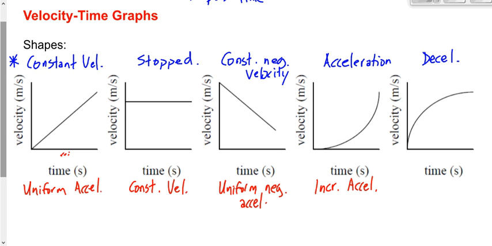Now, what about the last one? That's slowing down, deceleration. Look at the graph near the beginning, and look what the velocity is. Look at the graph near the end. The velocity is higher. Is it speeding up? Yes, it is. But it's not speeding up as quickly as it was at the beginning.